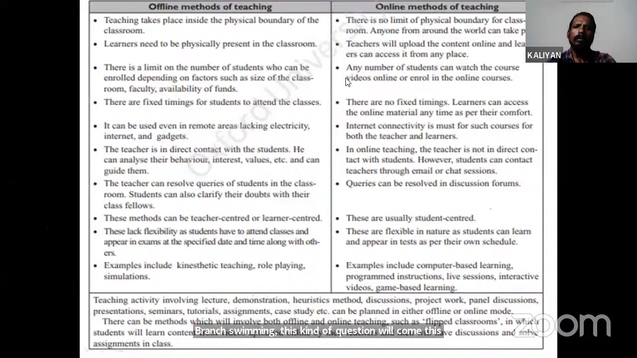And offline method and online method. So what is the difference between offline and online? Offline teaching takes place within a physical boundary, and online there is no physical boundary or classroom. Anyone from around the world can attend, and there is no limit. Offline learners need to be physically present; online there is no need. In offline there is a limit on the number of students. In online, no limit, anyone can watch the course videos or enroll in the online courses. In offline there is a fixed timing for the students who attend the classes, and online there is no fixed timing.